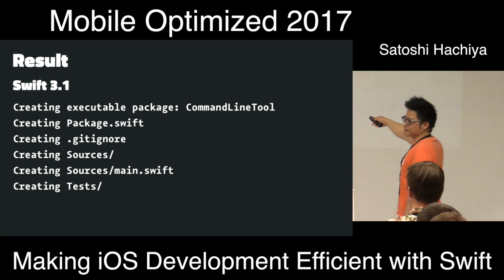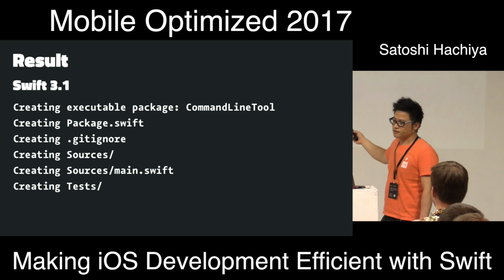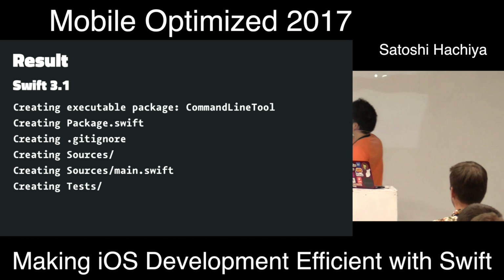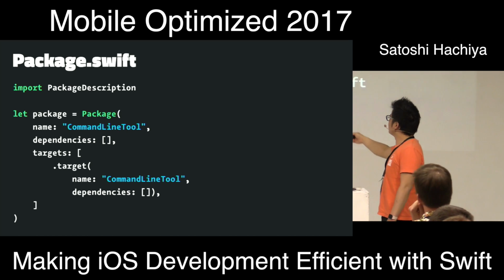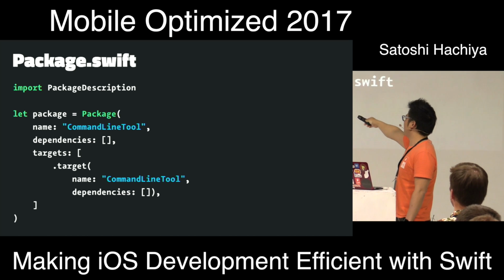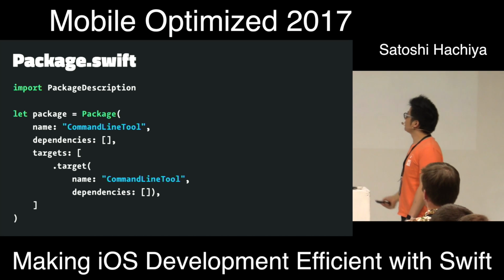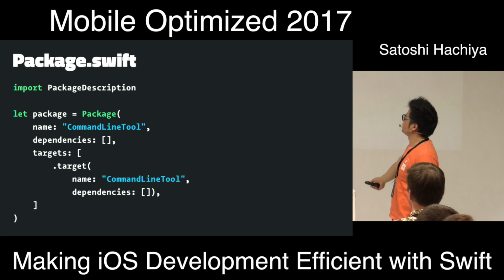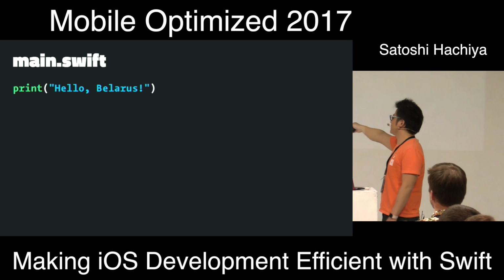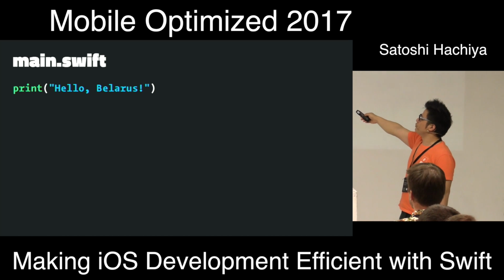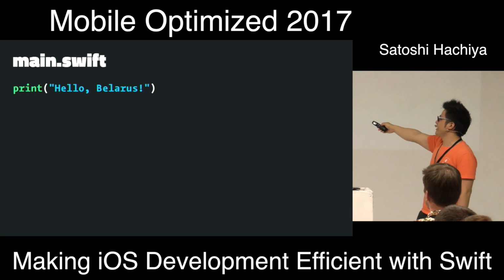And the path of the sources is changed. In Swift 4, the path of sources consists of Sources, slash, package name, slash, main.swift. In Swift 3.1, the path of sources consists of Sources, slash, main.swift.